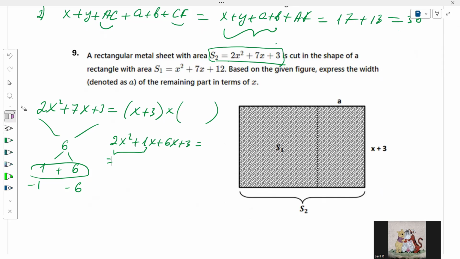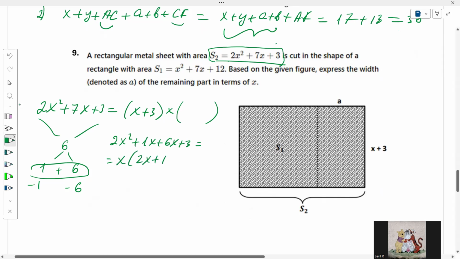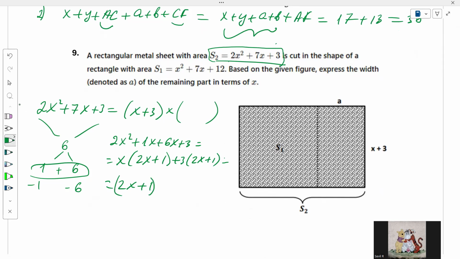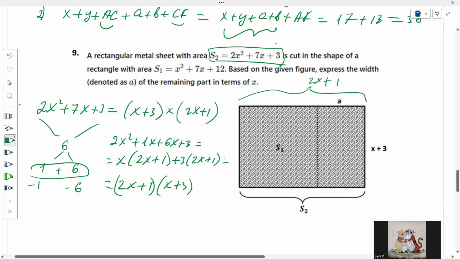And now we group 2 by 2. It's x out, 2x plus 1, plus 3 out, 2x plus 1. As you see, 2x plus 1 is our next factor, okay? 2x plus 1. It must be our width, yeah, because the length is x plus 3, the width is 2x plus 1.